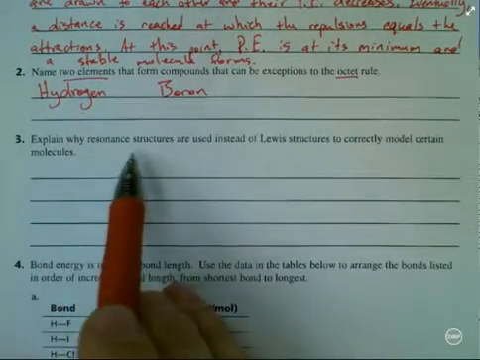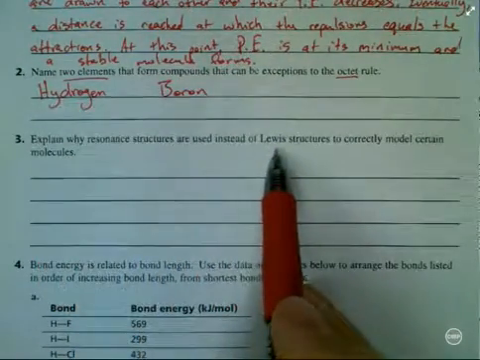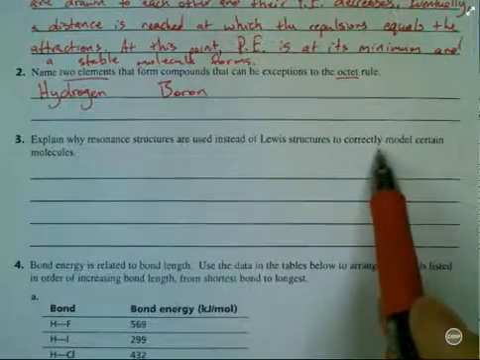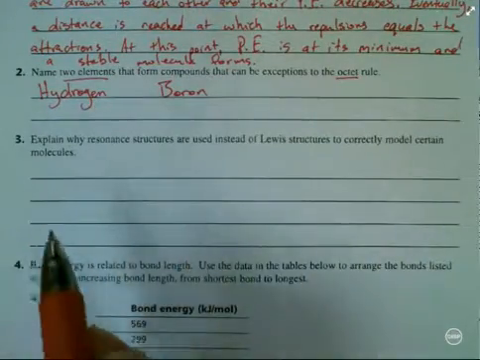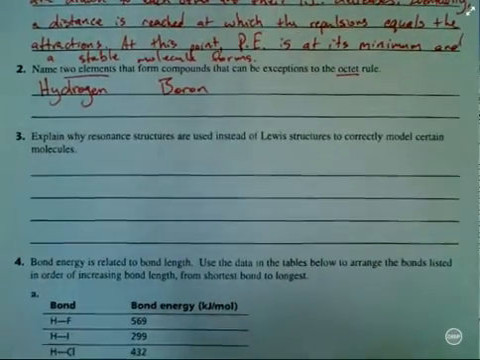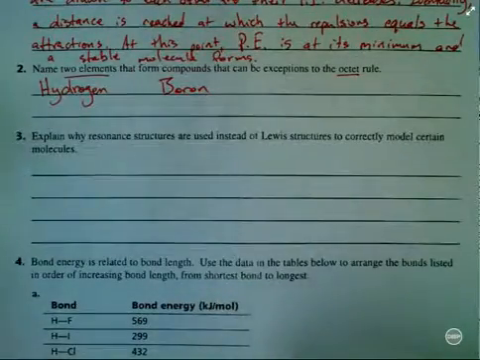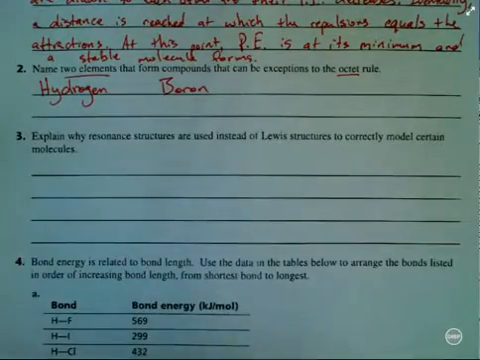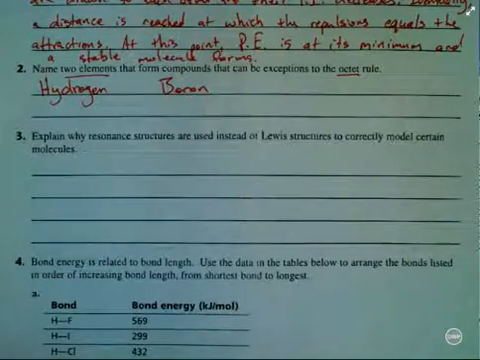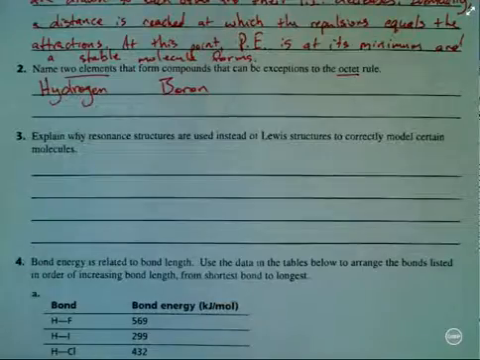Explain why resonance structures are used instead of Lewis structures to correctly model certain molecules. Now, when you look at the way you draw a resonance structure versus a Lewis structure, they look pretty similar, except that there are 2 Lewis structures in a resonance structure. In this particular course, you're not going to have to draw a whole bunch of different resonance structures. You're simply going to need to be aware of why it might be necessary.